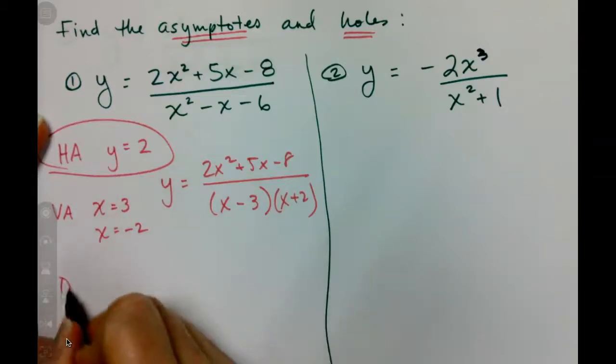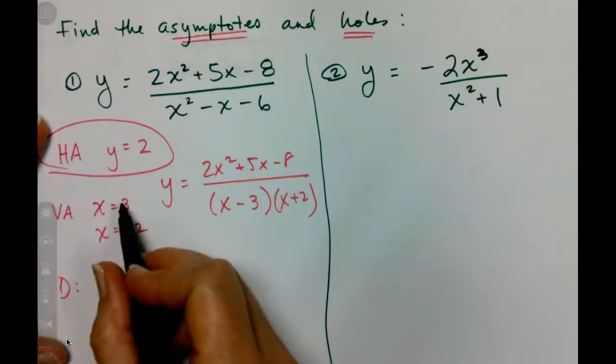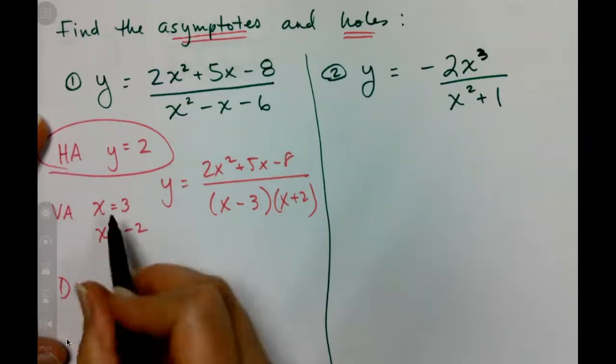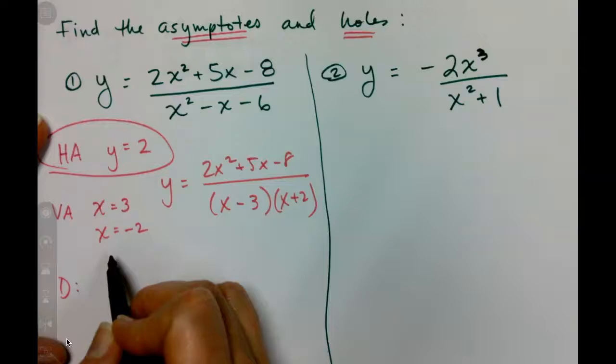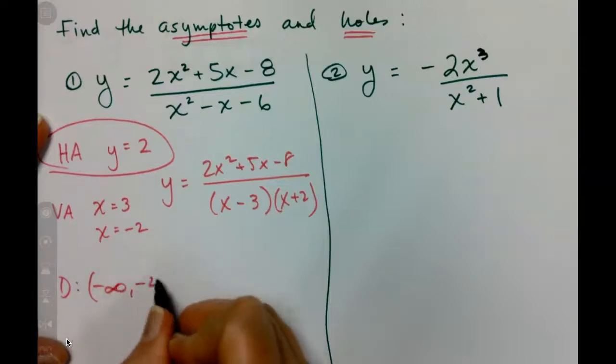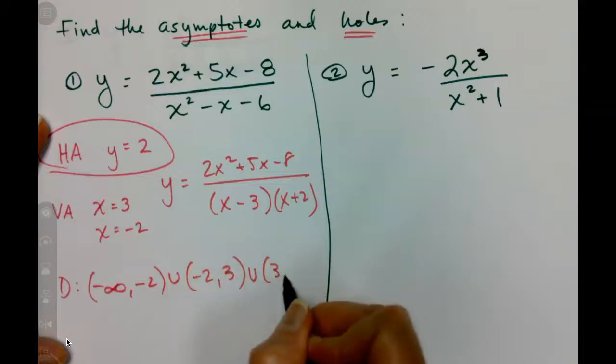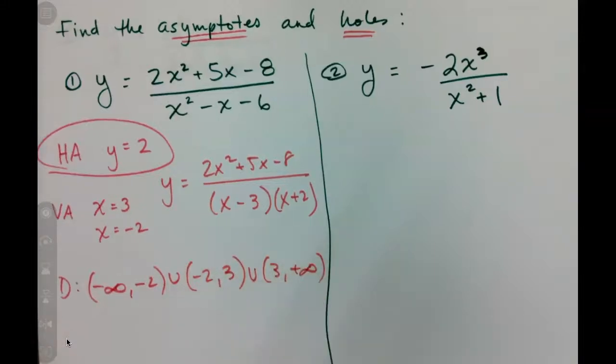The domain for this function would be all real numbers excluding 3 and -2. Remember that the vertical asymptotes are directly tied to the domain. So -infinity to -2, union, -2 to 3, union, and 3 to positive infinity. So that's what I'll be wanting to know about number 1.